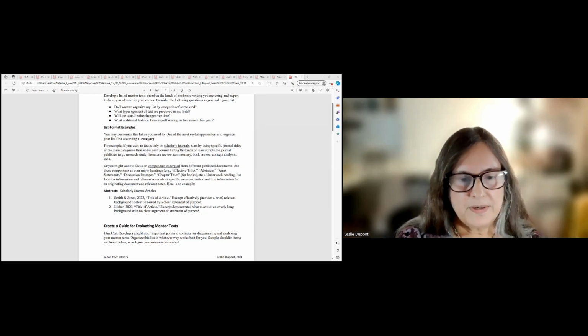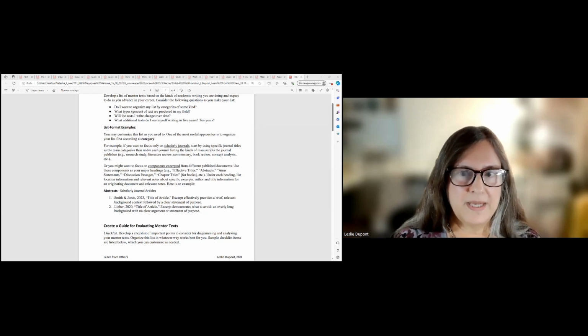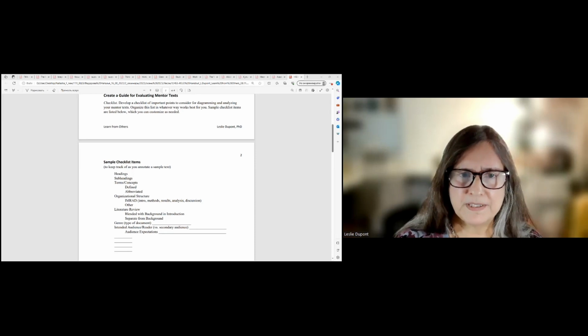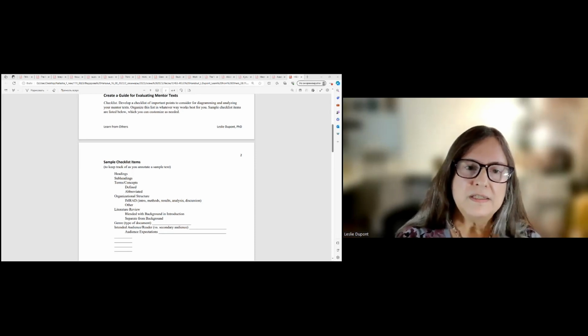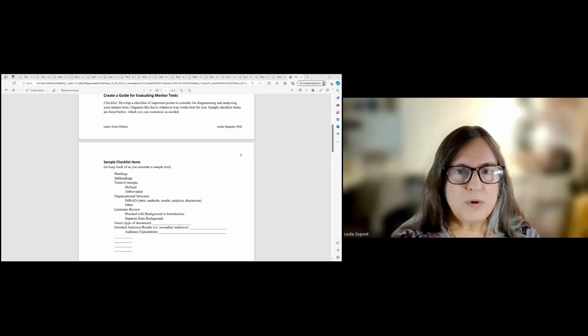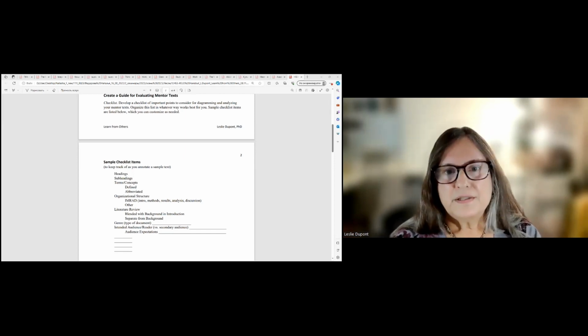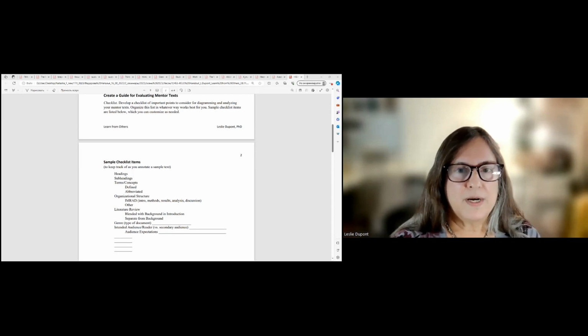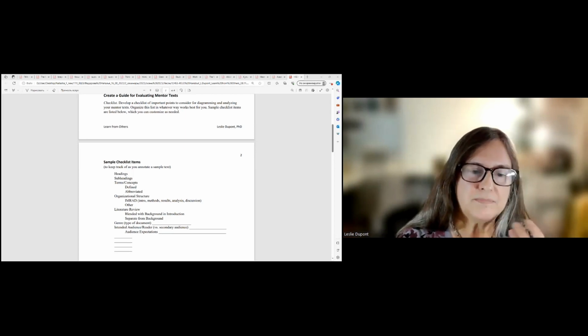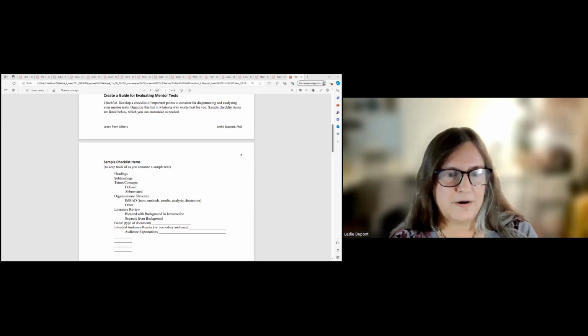Another aspect is to create a guide for evaluating mentor texts. The purpose of a checklist is to list important points that you want to consider when you're diagramming and analyzing your own mentor text. So you can organize it in whatever way works for you. And I just put some samples here.